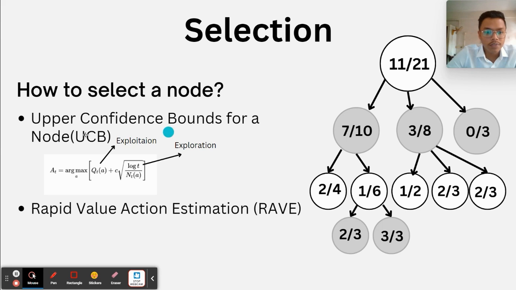So this was the UCB case, and there are also other methods like rapid action value estimation. We haven't discussed these because they aren't as common as UCB.